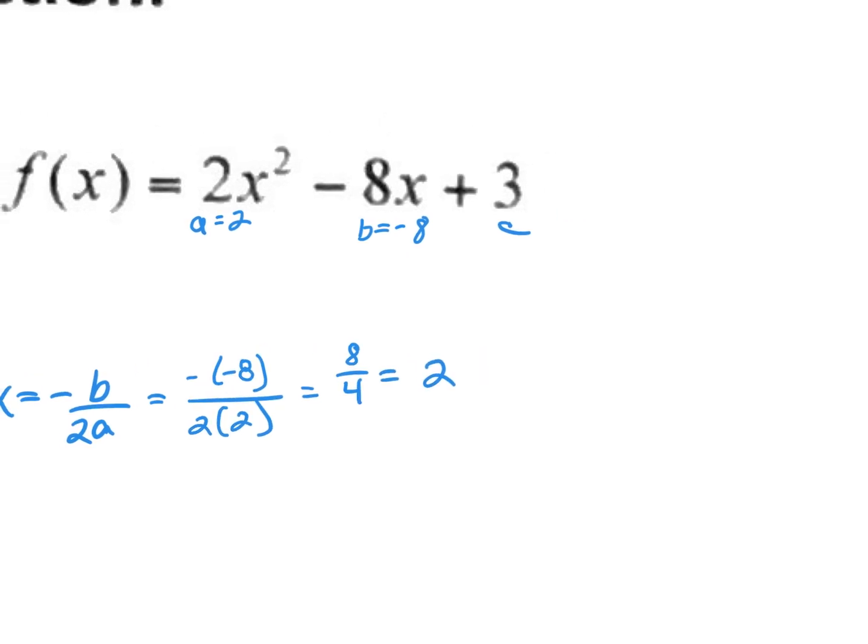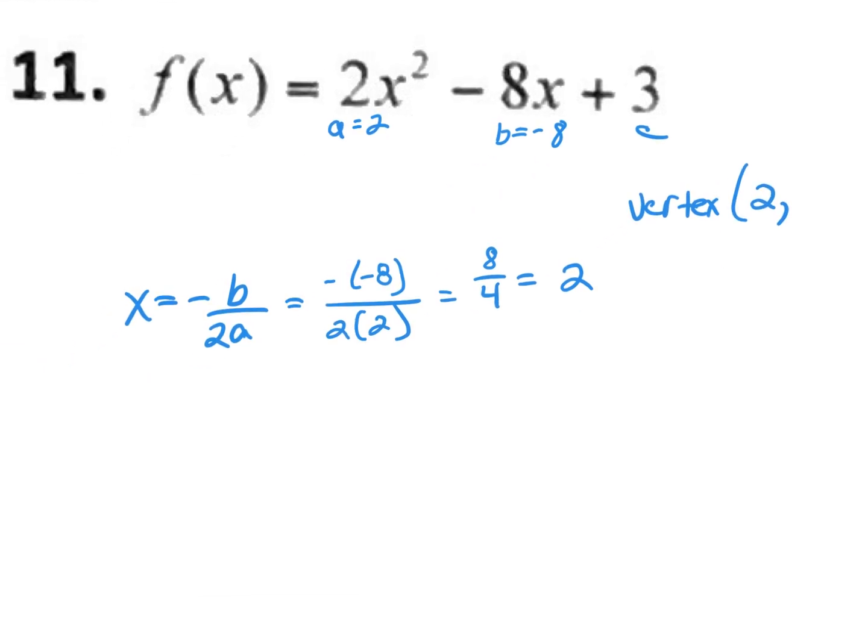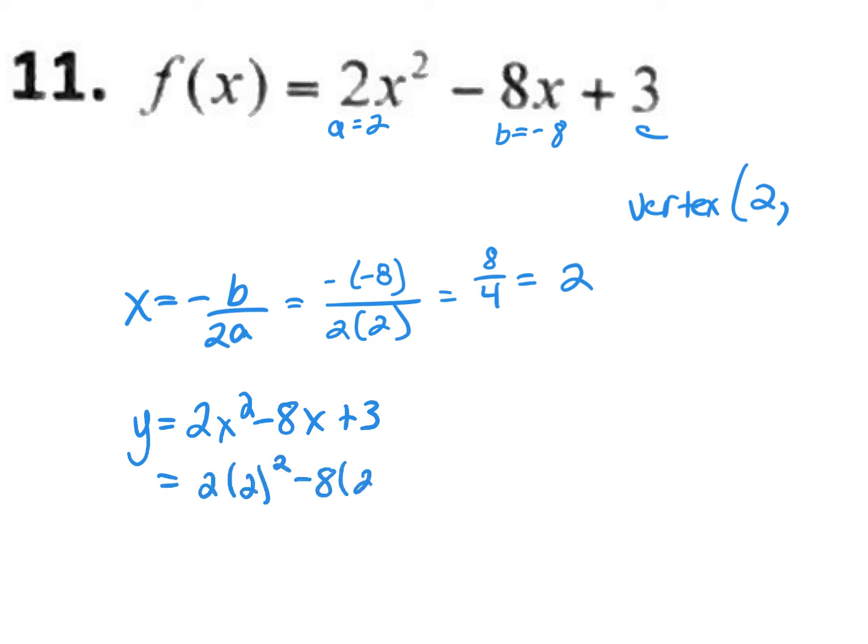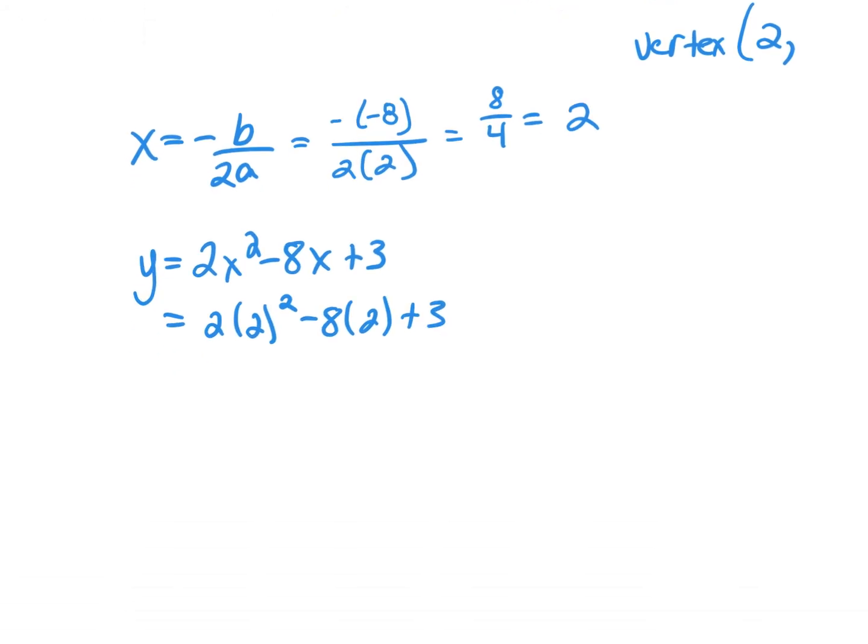So the x part of my vertex is at 2. What is the y part of my vertex? How do I figure that out? You plug it back in. 2x squared minus 8x, good guys, plus 3. Just take your time here. So I have 2 times 2 squared minus 8 times 2 plus 3. What's 2 squared? And 4 times 2 is 8 minus 16 plus 3. What's 8 minus 16?